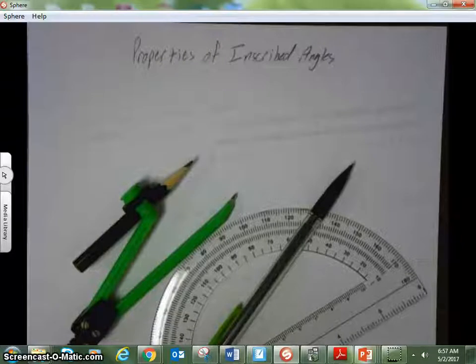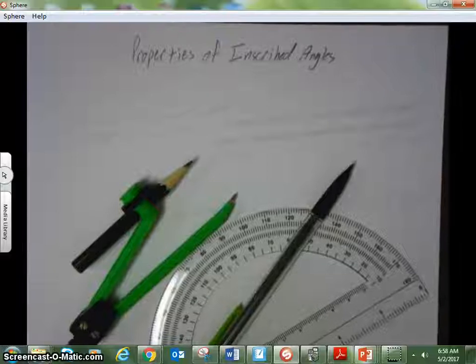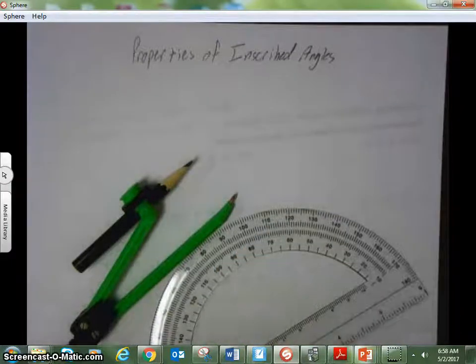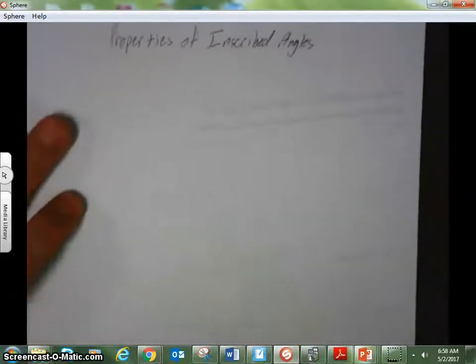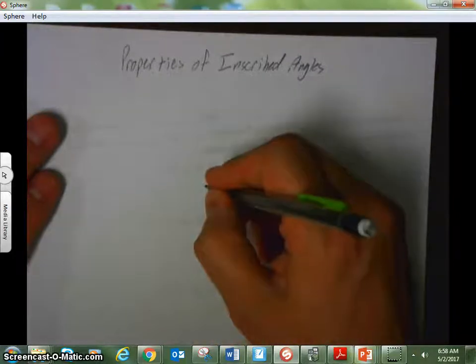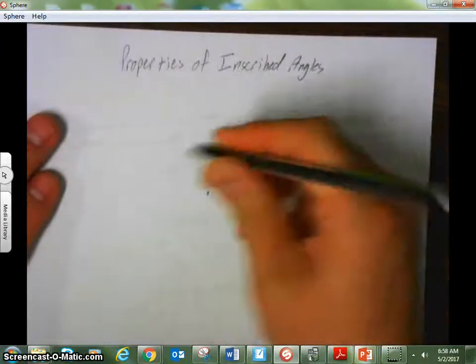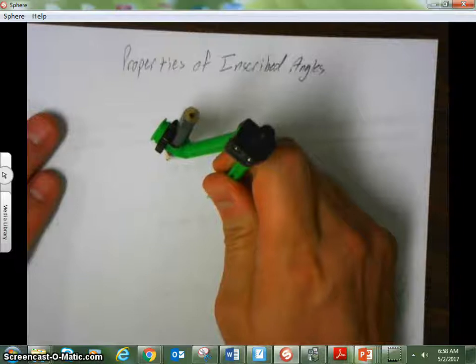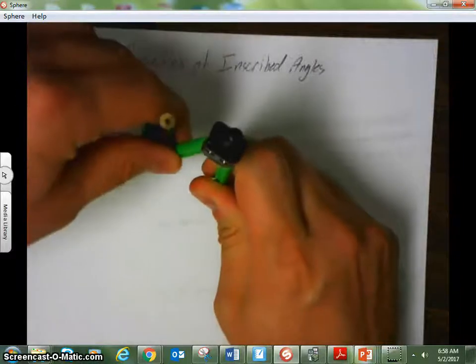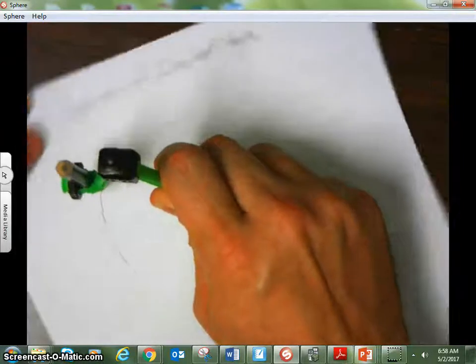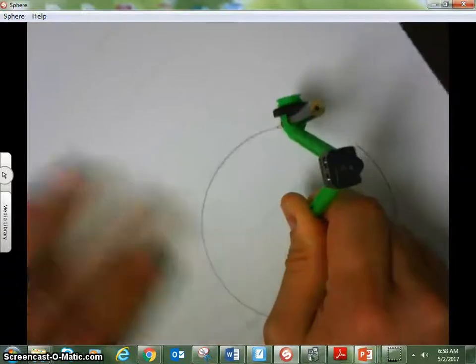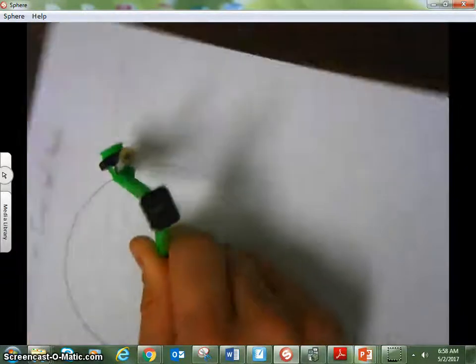Hey everybody, Mr. Piercy here, and today in the video we're going to be looking at properties of inscribed angles of a circle. If you're going to follow along with the demonstration, you'll need a compass, a protractor, and a pencil to see what the properties are. To begin with, we're going to start by making a circle. Nothing too huge, but something big enough that will allow us to measure some angles on.